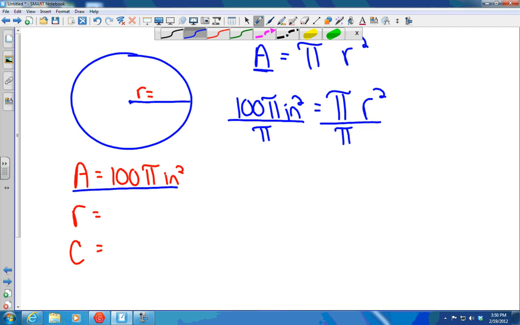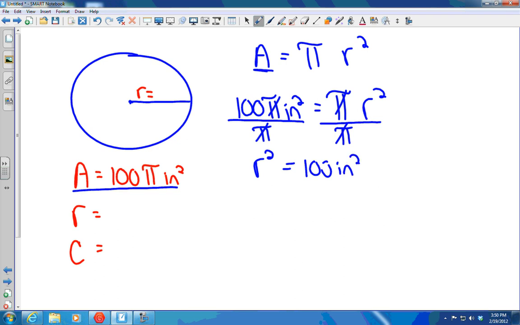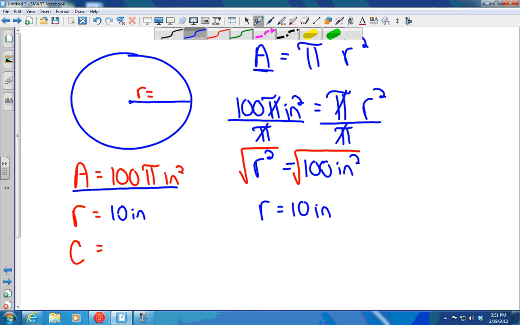And those will cancel, and I'll have radius squared. These will cancel too, incidentally. Radius squared equals 100 inches squared. And then I'll take the square root of both sides to get r by itself. And so r equals the square root of 100, which is 10. Inches squared is inches. And so now I know my radius, 10 inches.